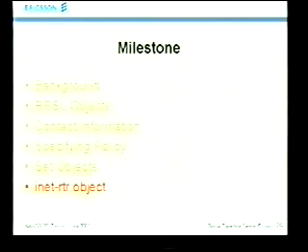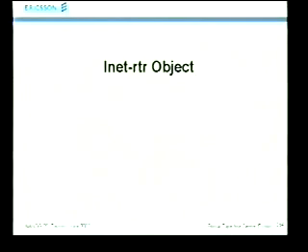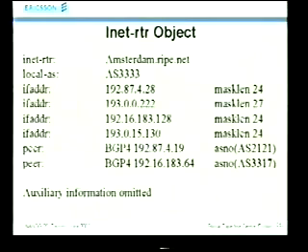Now, milestone, where are we? We've done background, we've done RPSL objects, contact information, specifying policy, set objects. We're down to the Internet router object. There are two more things after that to do: routing policy system security, and advanced features. So the Internet router object.